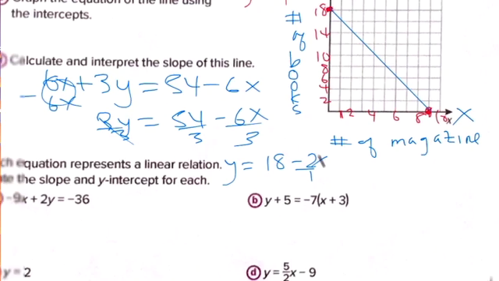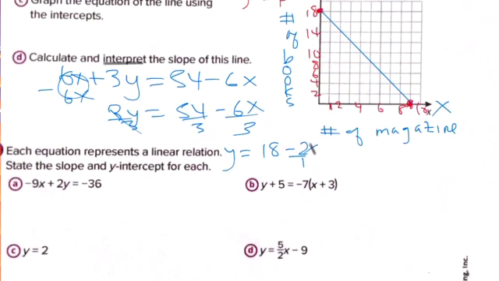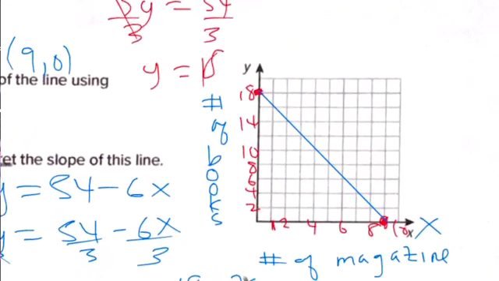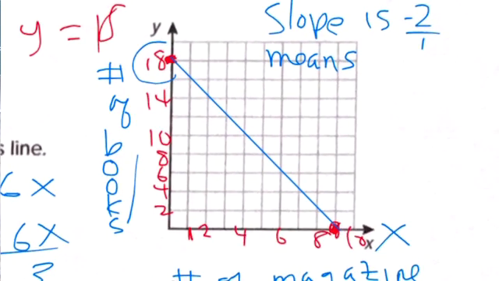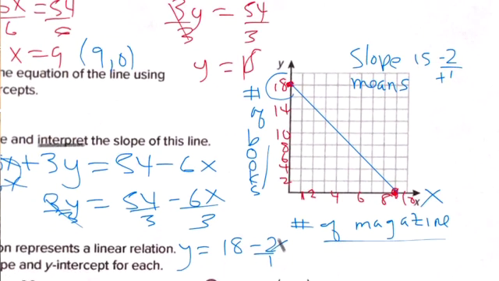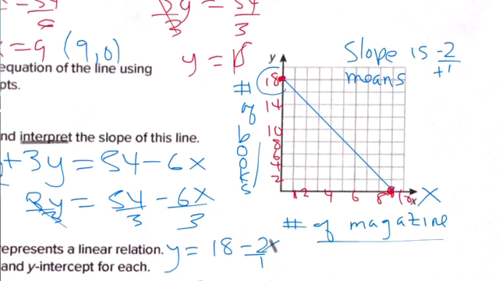And explain what it means. Calculate, interpret. Yeah, interpret means to explain what it means. So the slope is negative 2, which means the change in y over the change in x. So down 2 books and gain 1 magazine, or lose 1 magazine. Yeah, that's what it means. Every time you lose 2 books, you put in 1 magazine. Something like that.